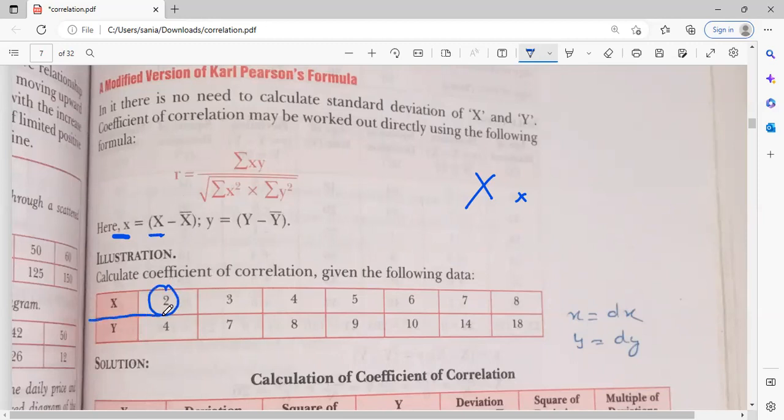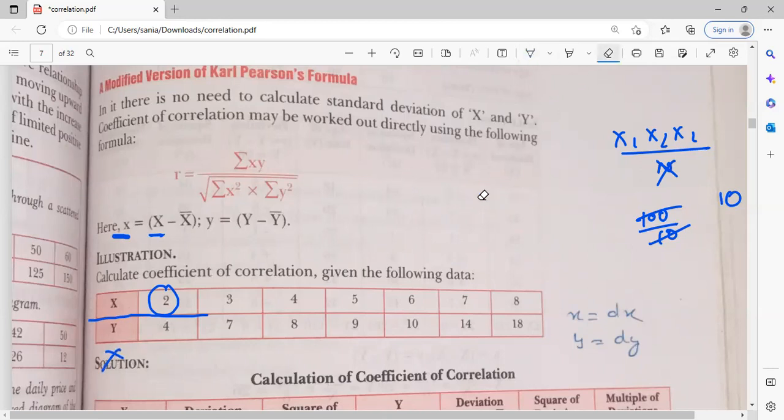So you will take this x1. This is an individual series. In an individual series, what do you do? x1 plus x2 plus x3 divided by the number of items. So 2 plus 3 plus 4 plus whatever you got, for example, 100, and 1, 2, 3, 4, 5, 6, 7, 8, for example, 10. So your mean is 10. Clear? Now you have to calculate this x. You will make a column here. Listen to it very carefully, girls. Now this is the situation.